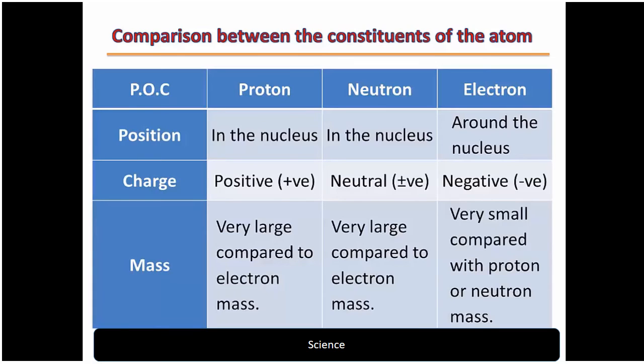Give reason: the mass of the atom is concentrated in its nucleus, because electron has negligible mass if it is compared to the masses of protons and neutrons.